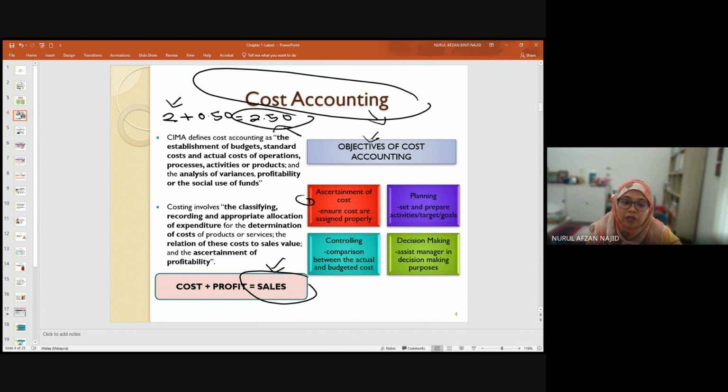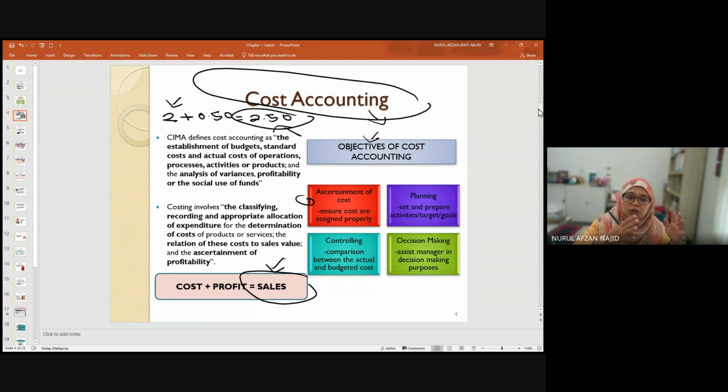A settlement of cost meaning that the cost accounting will determine ataupun will ensure that the cost is assigned properly. Okay, bila kita bercakap berkenaan dengan kita nak keluarkan kuih semperit tadi tu, you kena pastikan yang bila you tentukan harga kos kuih semperit tu, you pastikan they are properly assigned to that particular kuih semperit itu. If not, you akan dapat selling price yang salah, not accurate.